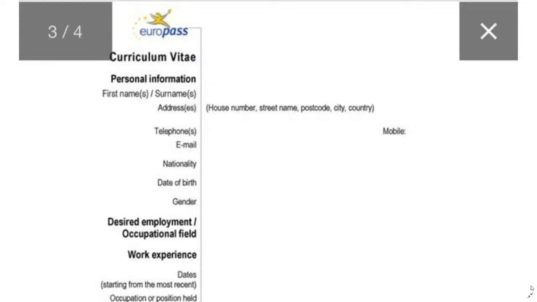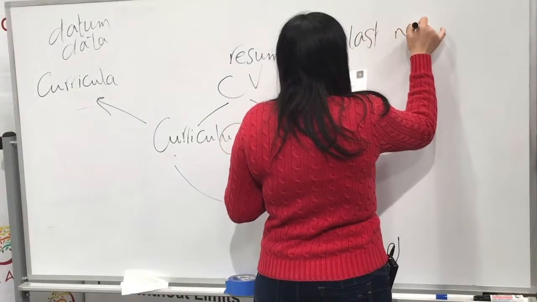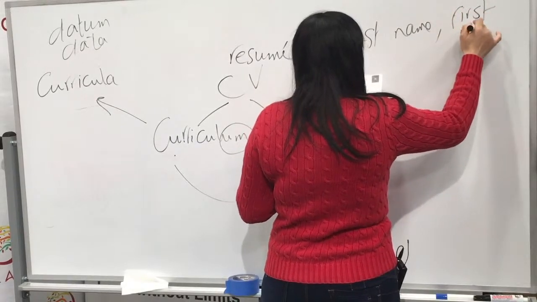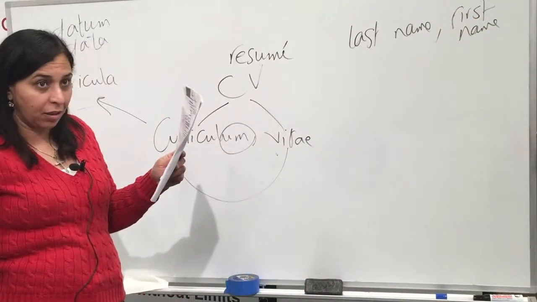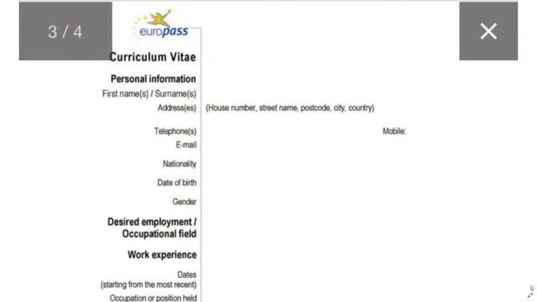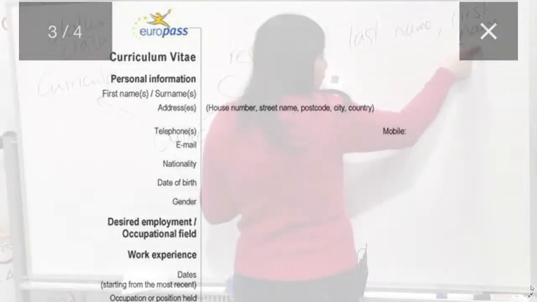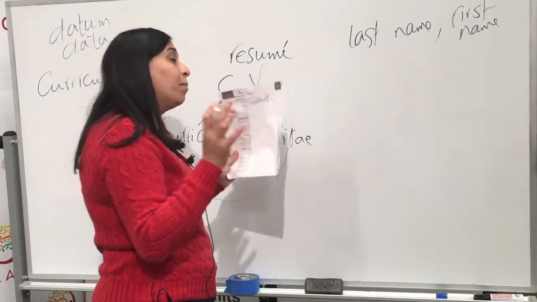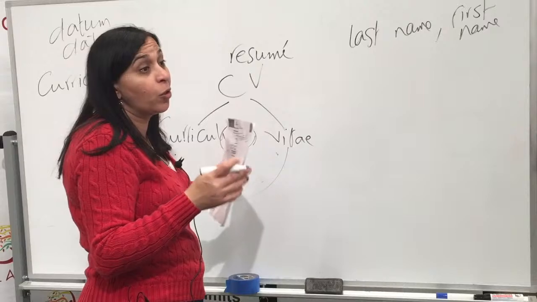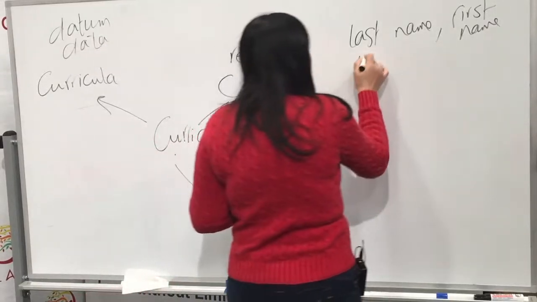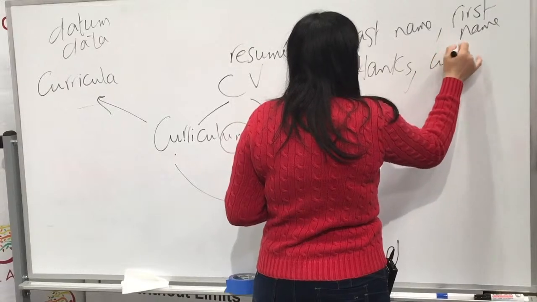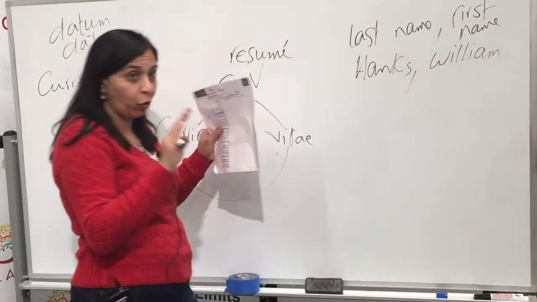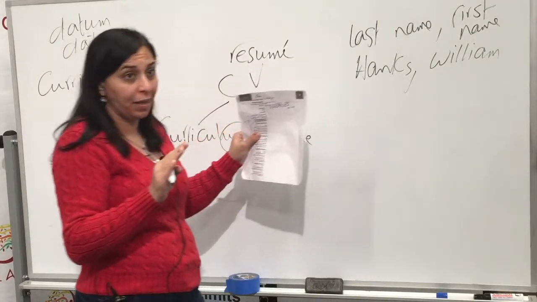You have to put your name, last name, comma, first name. Okay, so this is on the blank part, on the right hand part. You have to put the most important information, your contact information. So number one, you have to put your name inverted. You have to put your last name, first name. Imagine you are making a name, for example, last name is Hanks and then the first name is William. So Hanks, William. Your own last name, comma, first name, okay?